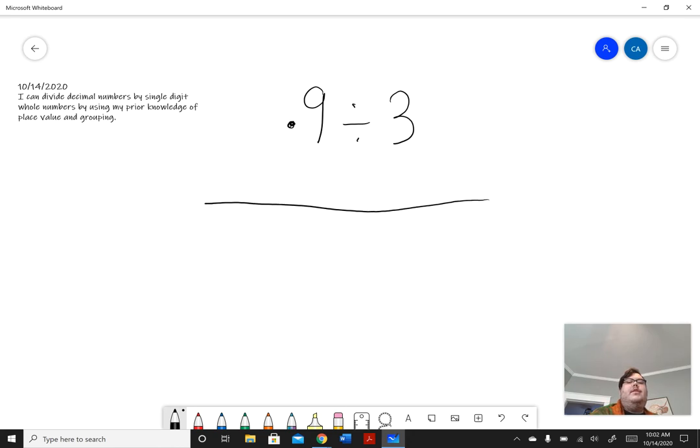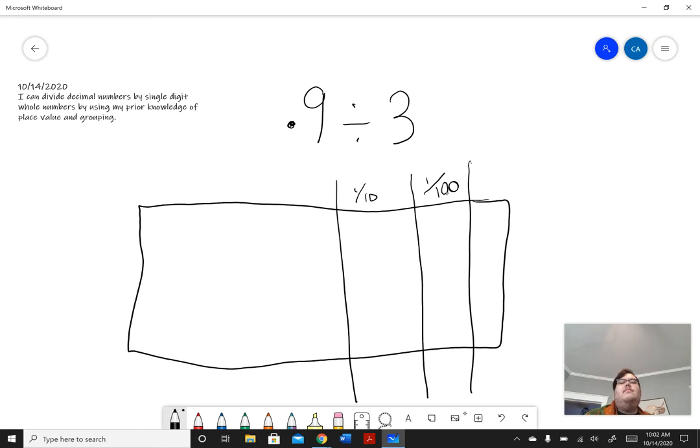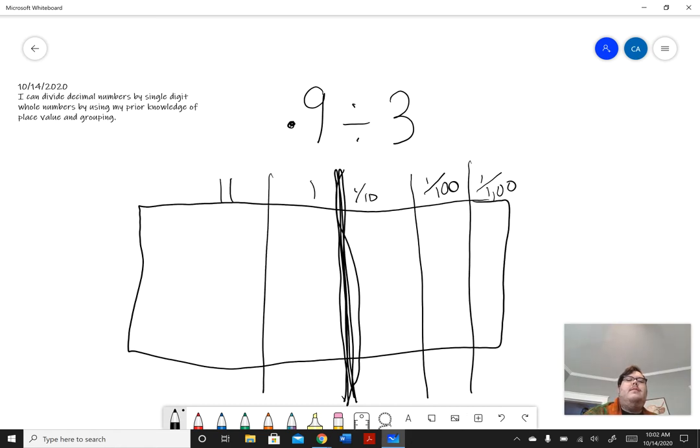Well, what do we know about division? We know that when we use division, our number is going to get smaller. We also know that... Oh, it's the opposite of multiplication, is what I was thinking. Okay, opposite of multiplication. And that understanding is going to come in handy as we work.